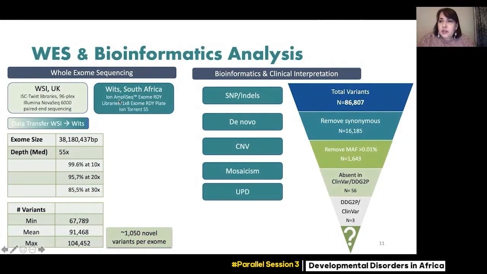The following results that I'm going to present will focus on the analysis that we've performed using our small nucleotide variant and indel pipeline. We plan to also evaluate de novo mutations, copy number variants, as well as cases of suspected mosaicism and UPD. And several of our trainees involved in DDD-Africa are working on implementing these additional analysis pipelines in the meantime.